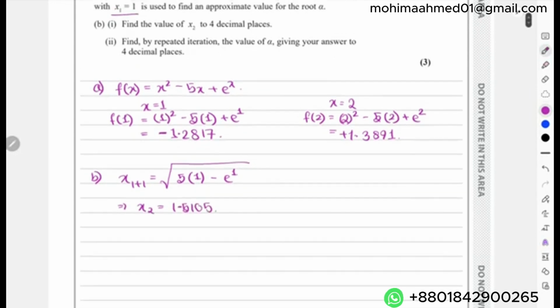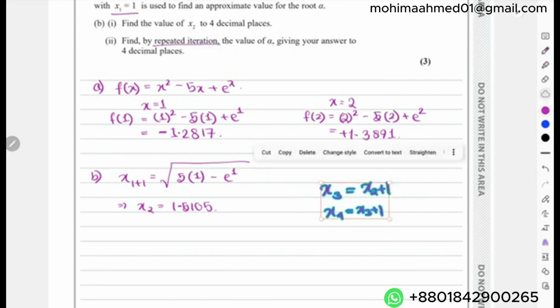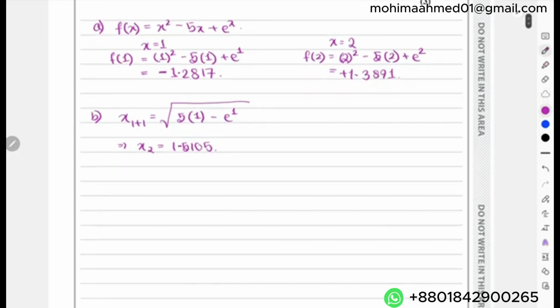Now again, by repetitive iteration, find the value of a giving your answer to 4 decimal places. By repetitive, they mean that you need to continue this iterative formula until the value becomes constant. So for the third part, when I have to calculate x3, I'll just use x2, and then again for x4, I'll just use x3. That's it. So just erase it. So for part, I think it's B2.